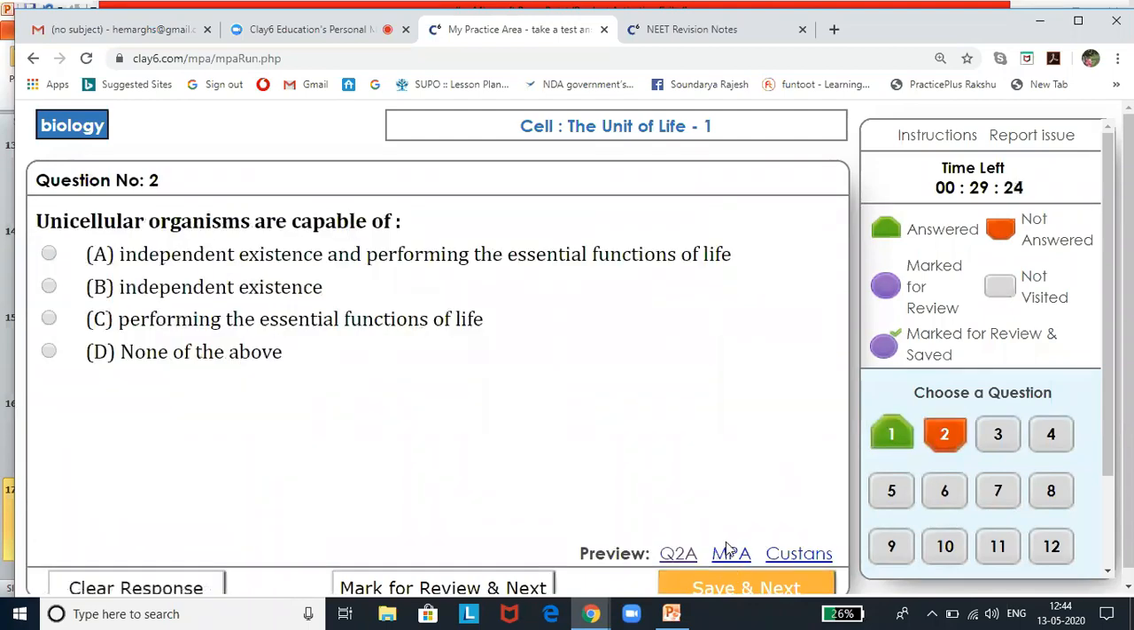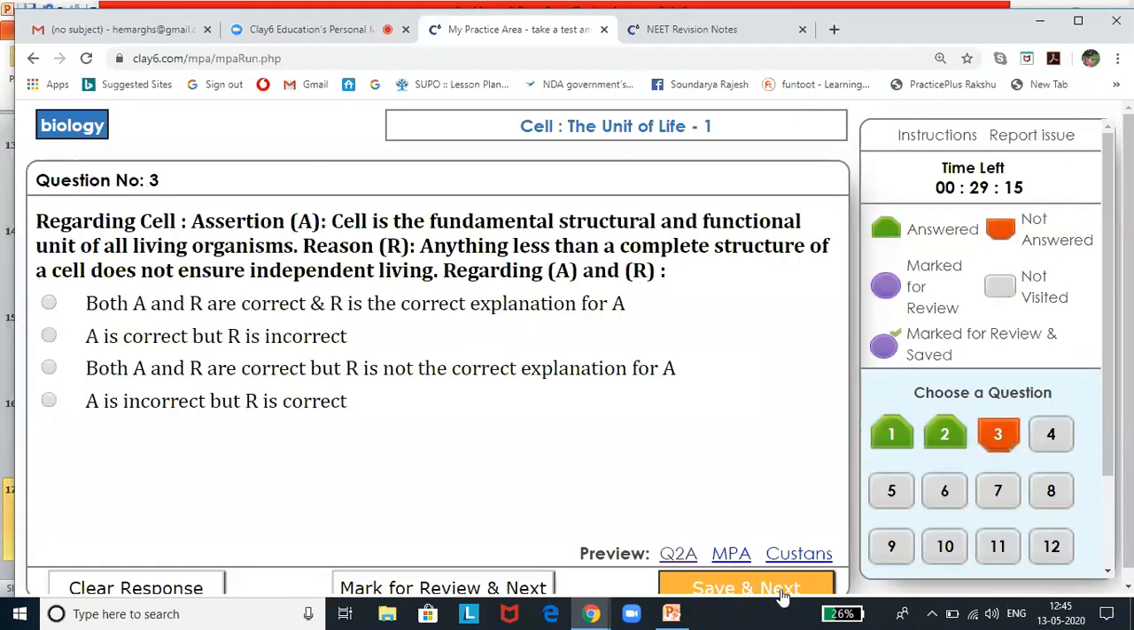Unicellular organisms are capable of independent existence and performing the essential functions of life. Regarding cell assertion, cell is the fundamental, structural, and functional unit of all organisms. Reason: anything less than a complete structure of a cell does not ensure independent living. Regarding A and R, here if you look at assertion and reason are correct, and R is the correct explanation for A.